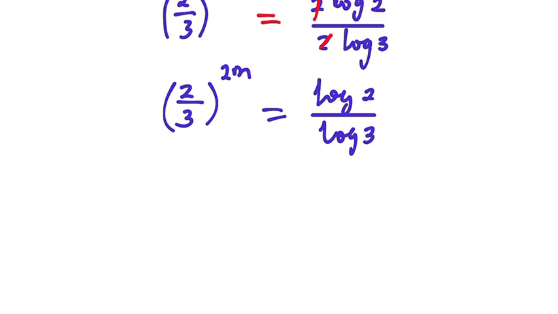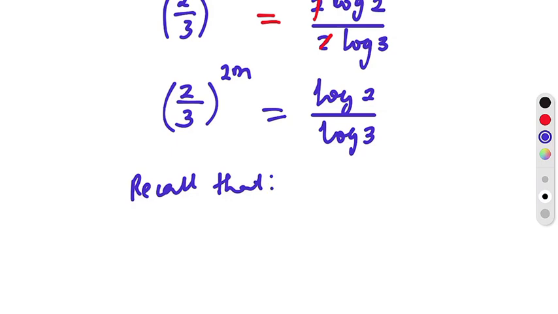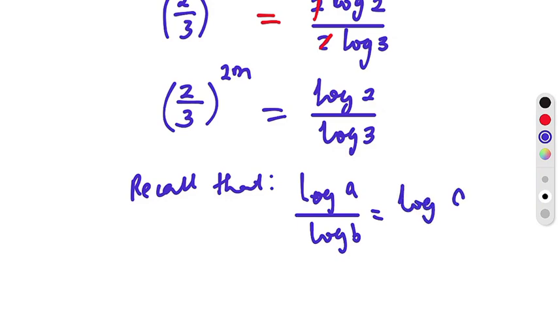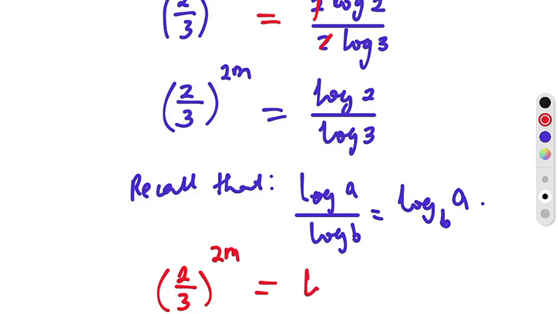Okay, so from there, the next thing we're going to do is that you should recall that when you have log a over log b, this can be written in a single logarithm form as log a to base b. So we are going to use the same thing here. Understood? So we're going to have 2 over 3 to the power of 2m equals log 2 base 3.